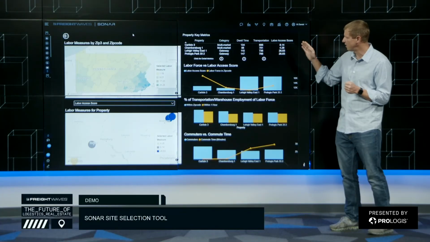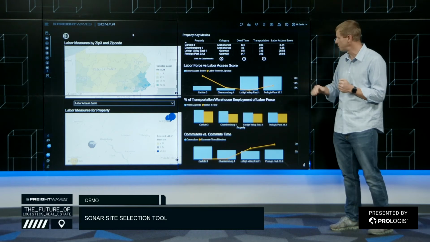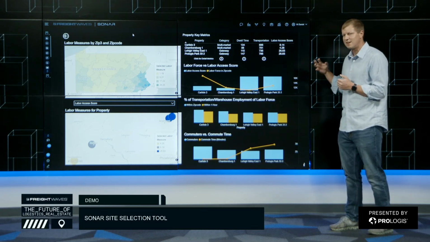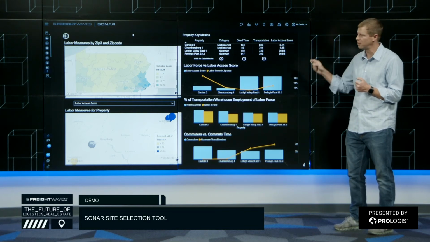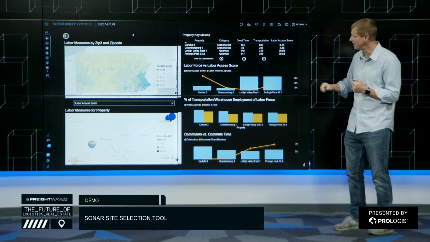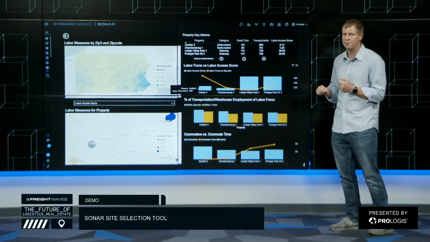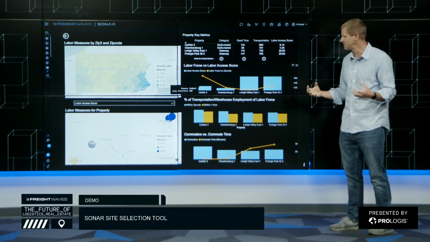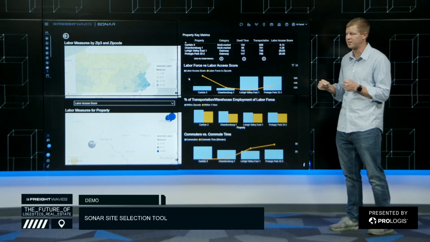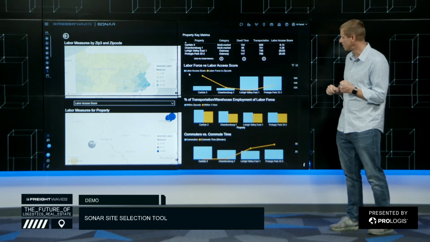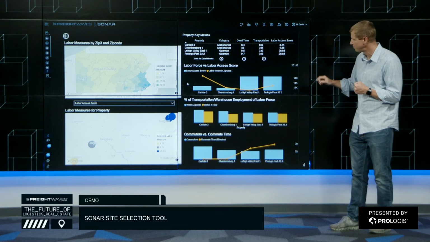it looks like Carlisle 3 has a lot of labor force in the zip code, but not necessarily a strong labor access score. So that means that you're going to have to hire from within that zip code. That's not necessarily a bad thing, but people are not going to commute as much. You just have access to less labor force in general within an hour's drive versus, say, the Lehigh Valley East and Prologis Park.